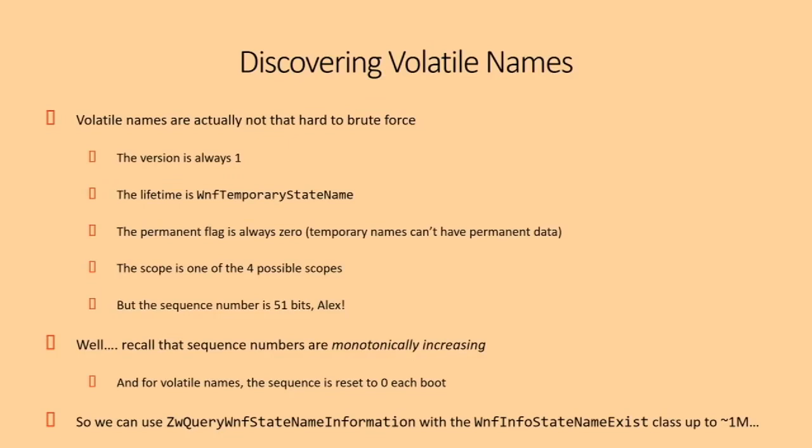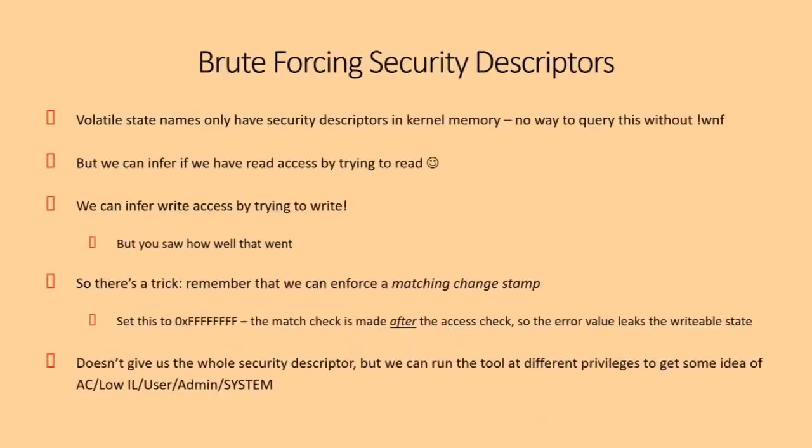and it turns out there's an API, query WNF state name information with WInfo state name exists. And this tells you if the state name exists or not. If the state name doesn't exist, it returns false. If the state name exists and you're allowed to know that it exists, it returns exists. And if the state name exists and you're not allowed to know that it exists, it returns access denied. So you know it exists, right? So it's very easy to brute force what the names are, even though you might not be able to access them, at least you know they're there, so you can start messing with them.